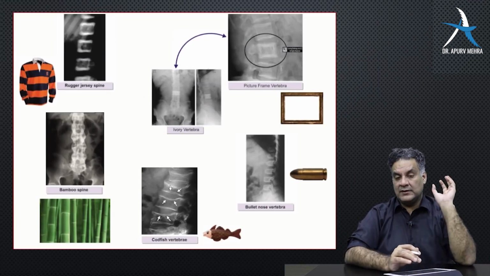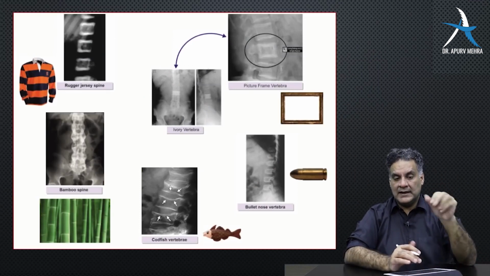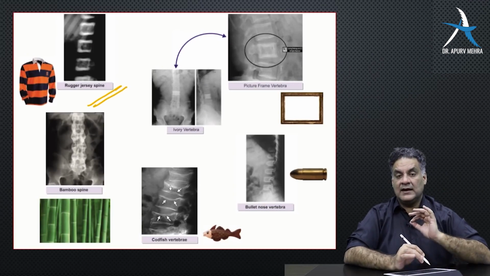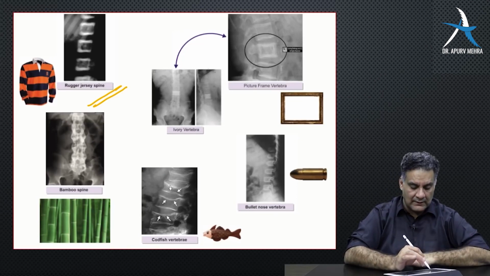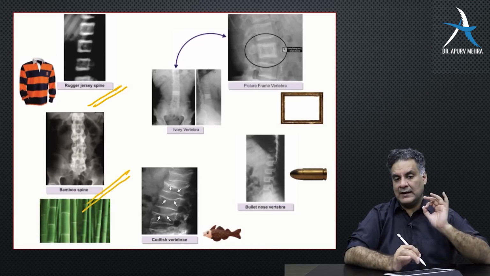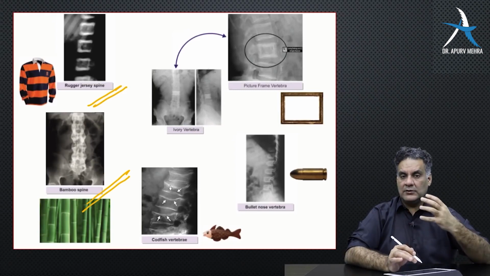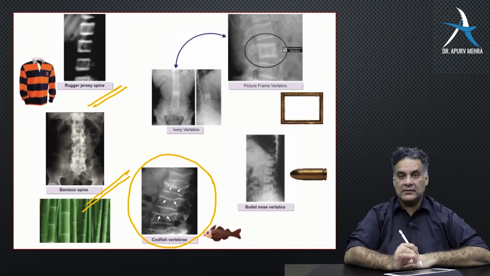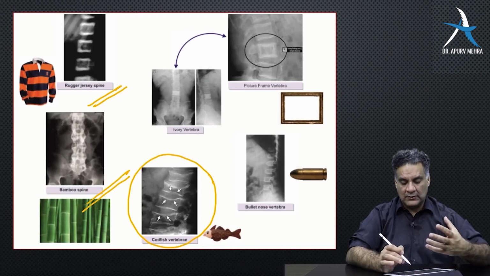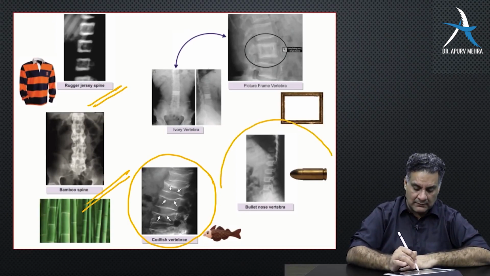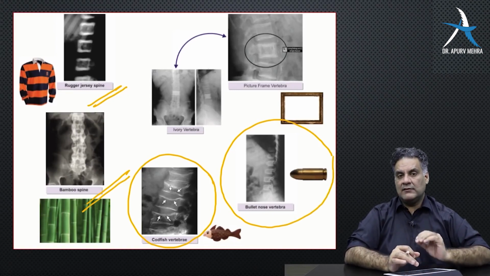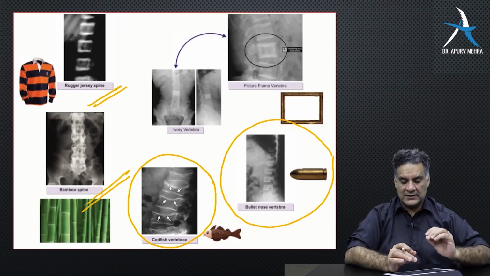When you look at the different spines, remember that alternate white and dark bands is rugger jersey spine, seen in CRF, chronic renal failure, more than osteopetrosis, bamboo-shaped spine, ankylosing spondylitis. Due to the weak bones, codfish vertebra seen in osteoporosis. Osteoporosis is very, very commonly asked, or a bullet-shaped vertebra seen in achondroplasia. This is a disorder where you have an enchondral ossification defect.